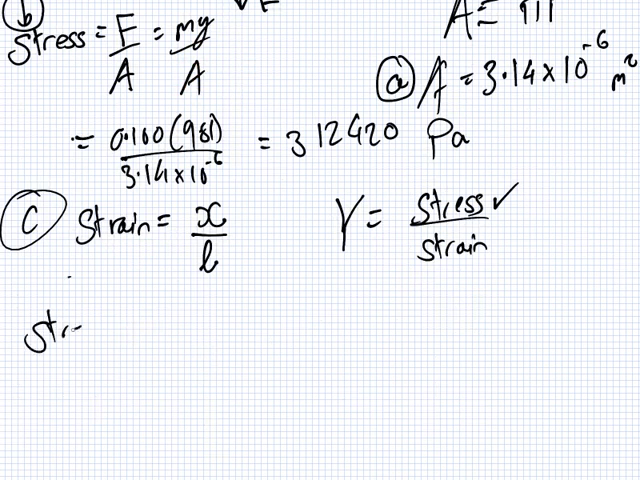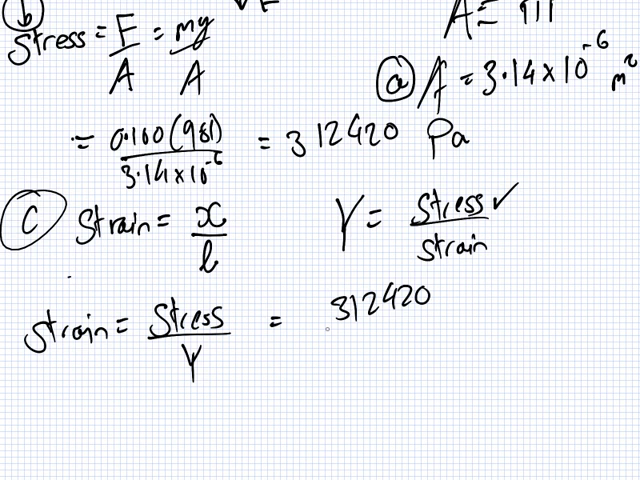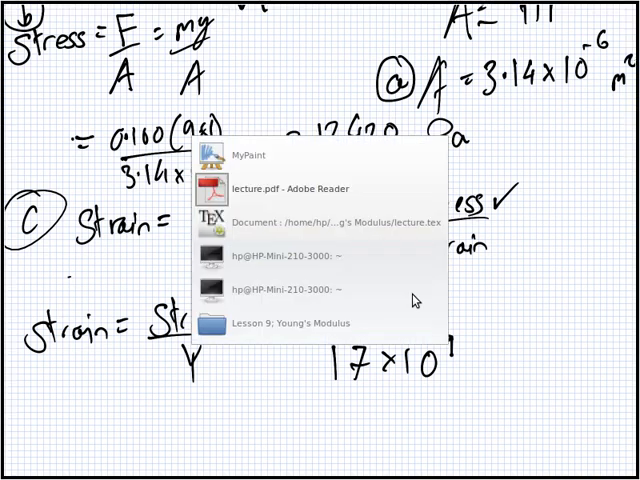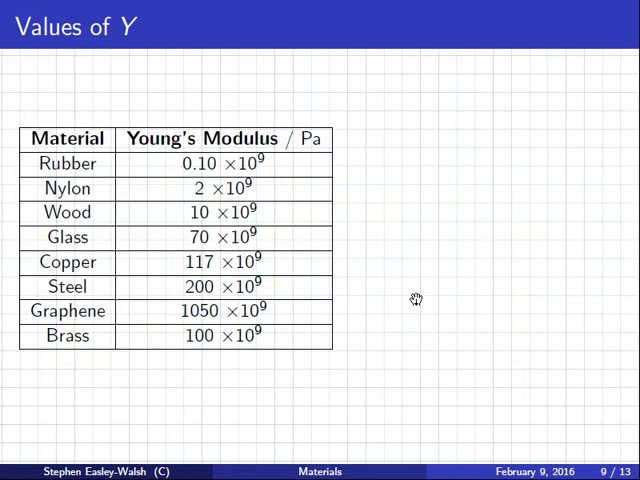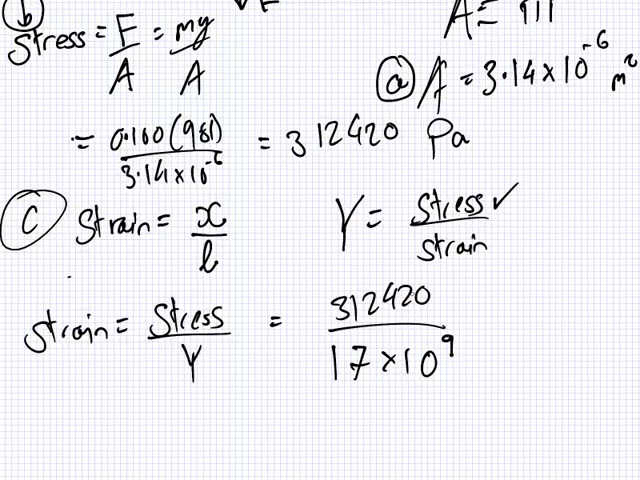So we can work out the strain this way. The strain is equal to the stress divided by Young's modulus. What did I say the value for copper was? 17 times 10 to the 9. Copper, 117. Not 17, 117. Oh my goodness. 117. Yeah, 117. This is 170, that's 17. All right, fine. 117. Now we're all happy. Okay, so let's calculate that. So the strain is 2.67 times 10 to the minus 6.